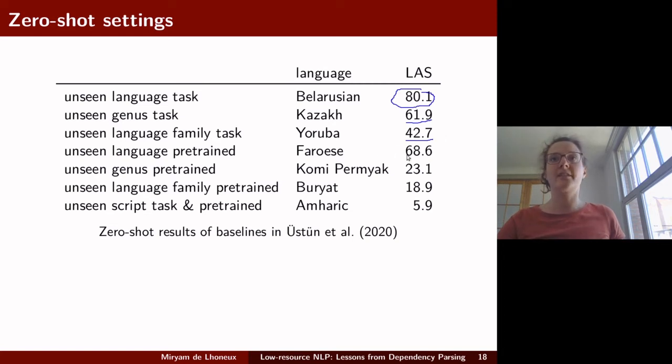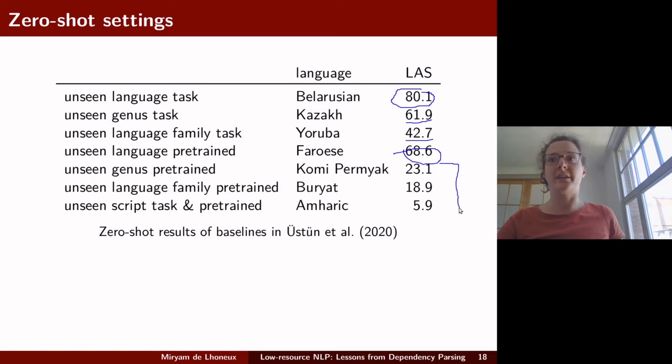Now, I think this result here is also interesting. So Faroese has not been seen in pre-training data, but the parser has seen a Germanic language in its treebank data. So the LAS score is quite decent, actually, for a zero-shot setting again.